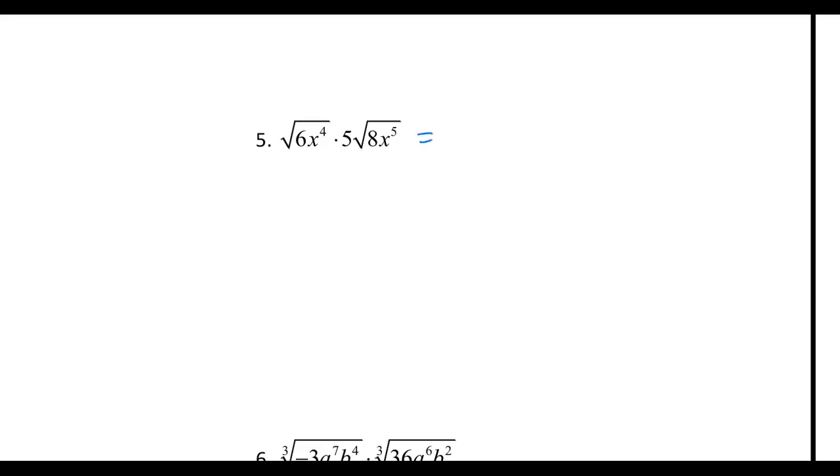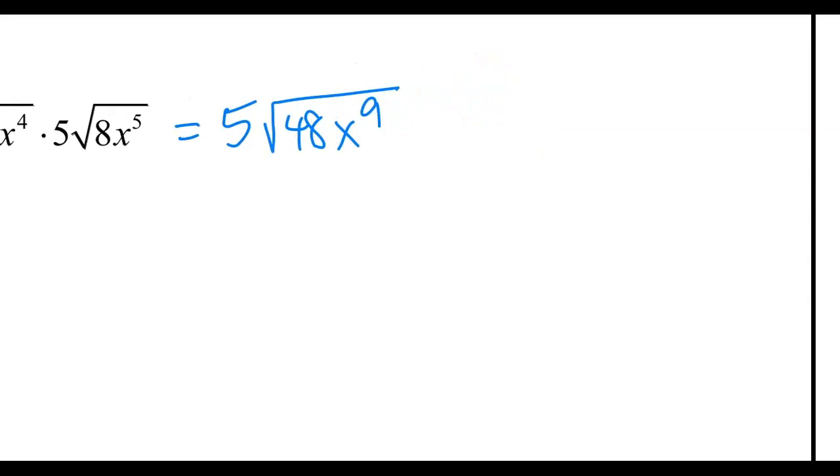We're going to multiply the coefficients. In front of this radical, there's no number, so we're going to put a 1. In front of this radical, we have a 5. Well, 1 times 5 is just 5. Next, we're going to multiply the radicands underneath. So 6 times 8 is going to give me 48. And x to the 4th power and x to the 5th power, when you multiply the same base, you add the exponents. So 4 plus 5 is going to give you x to the 9th power. What we need to simplify is 48x to the 9th power.